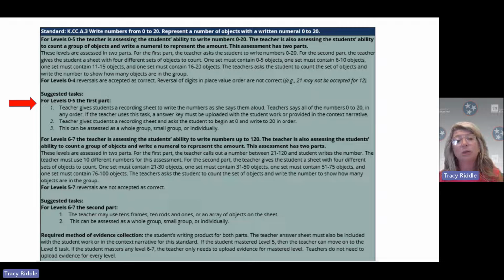If you give the students a recording sheet and ask them to write from 0 to 20, that one sheet can be uploaded. This can be assessed as a whole group, as a small group, or as individuals.